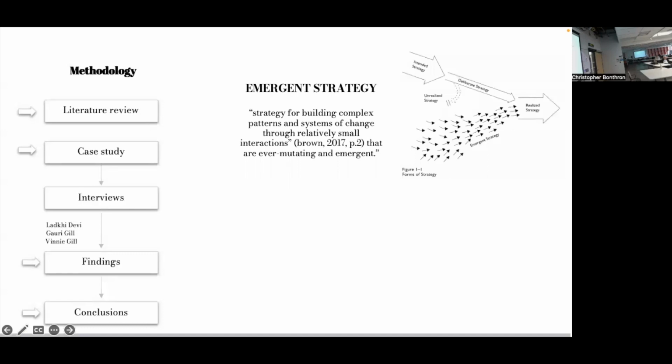Emergent strategy, a term coined by Adrienne Maree Brown, refers to the strategy of building complex patterns and systems of change through relatively small interactions that are ever mutating and emergent. In the book, Brown reminds that change is consistent and evident, and recommends learning from feeling, mapping, and assessing it rather than fearing it.